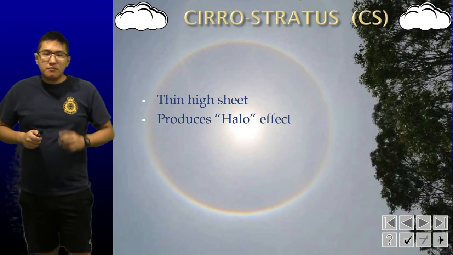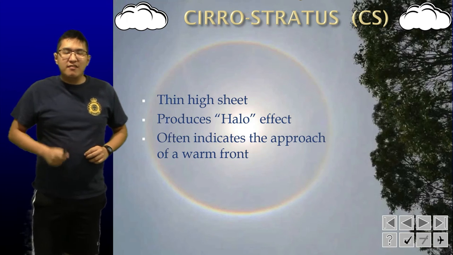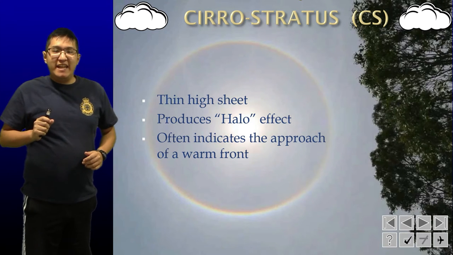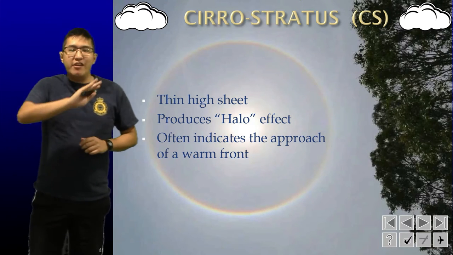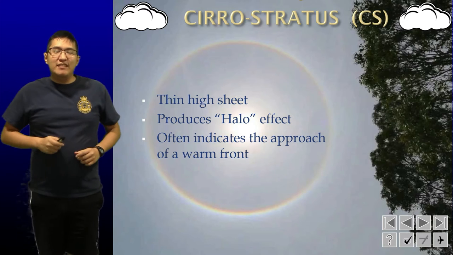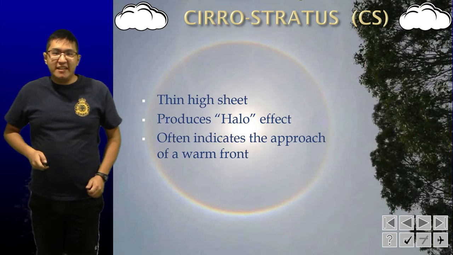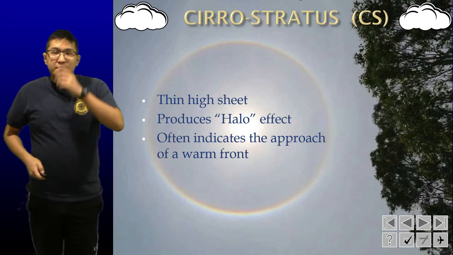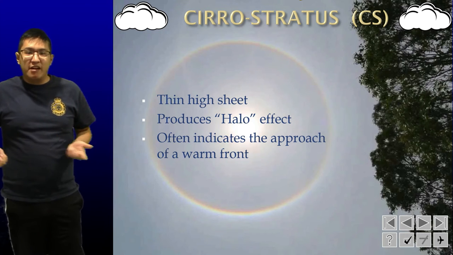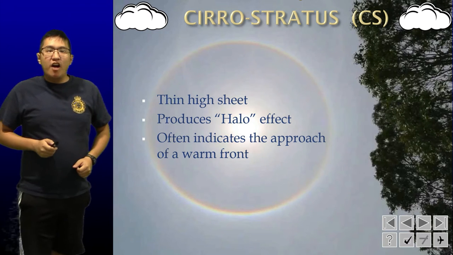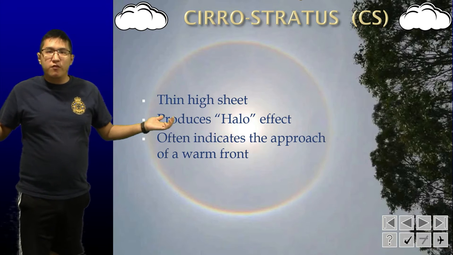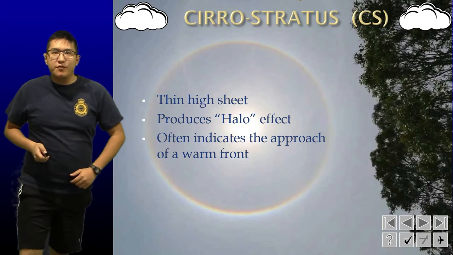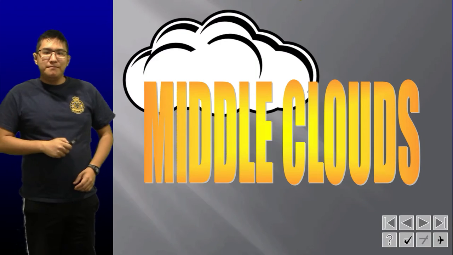Cirrostratus. The cirrostratus cloud with the abbreviation CS is a thin, very high sheet. The thing that sets it apart from other clouds is it produces a halo effect, as you can see in the picture right here. This is due to the moisture found inside of the cloud. This cloud often indicates the approach of a warm front, which will be discussed further in future lessons.